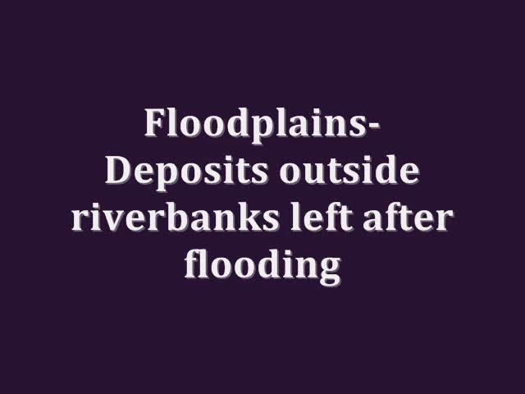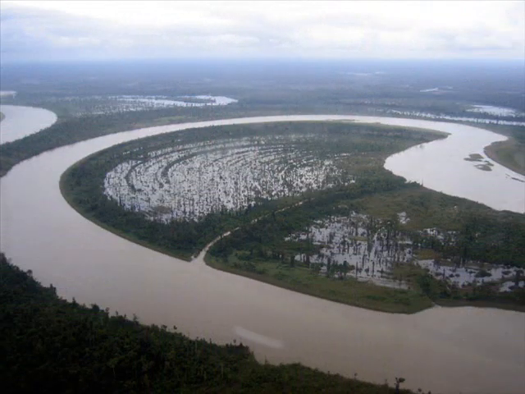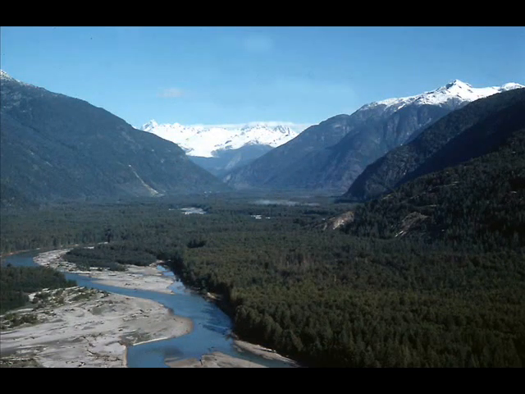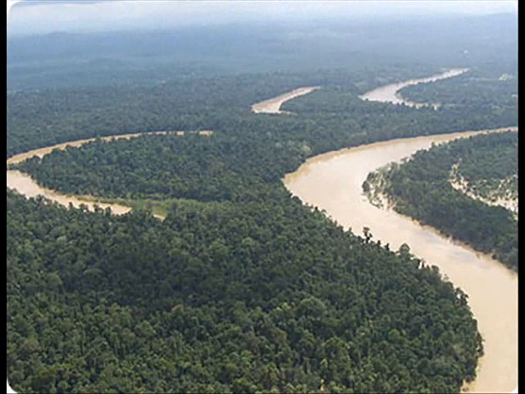The next example of deposition is a floodplain. Floodplains are deposits outside riverbanks left after flooding. These pictures include rivers that are low-lying areas. They flood often, and deposits are left after the flooding.